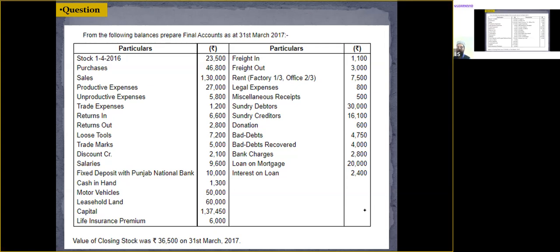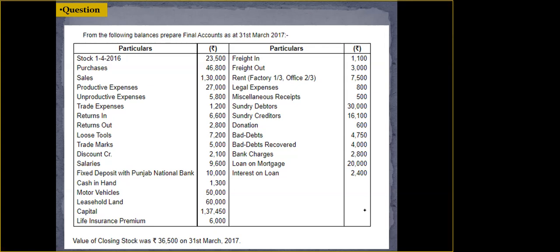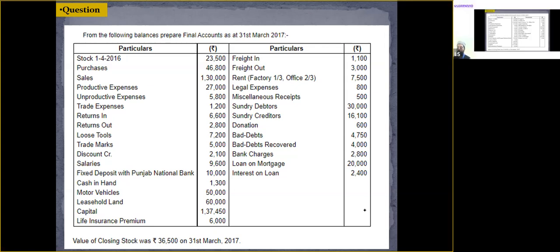After that, we have donations. Tell me what we should do with the donation. Profit and loss account. Correct, profit and loss account. And it is obviously an expense and it is not related to production. So it is indirect expense and it should be recorded in the profit and loss account on the debit side. So donation 600 should be recorded in the profit and loss account.